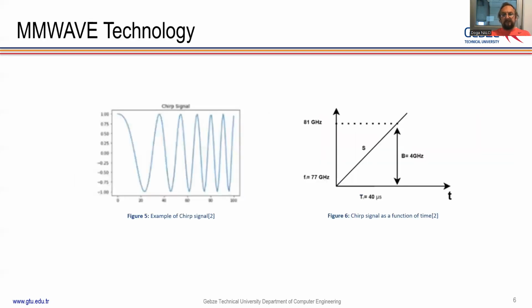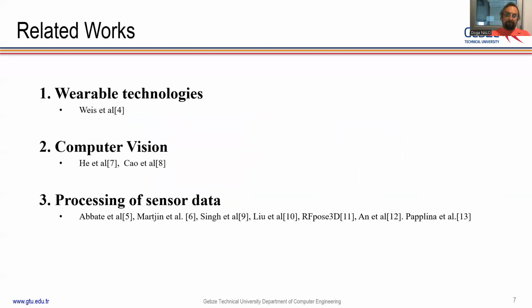MMW is a special class of radar technology. And FMCW radar transmits a signal with a wavelength in the millimeter range called a chirp. It's a sinusoid whose frequency increases linearly with time. This system can determine the range, speed, and angle by capturing the signal reflected from objects.